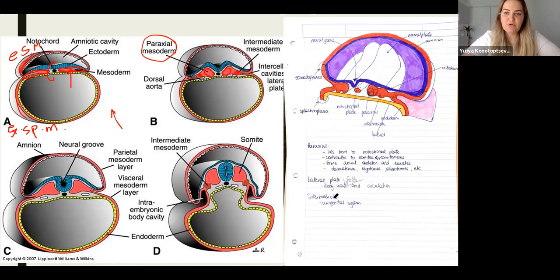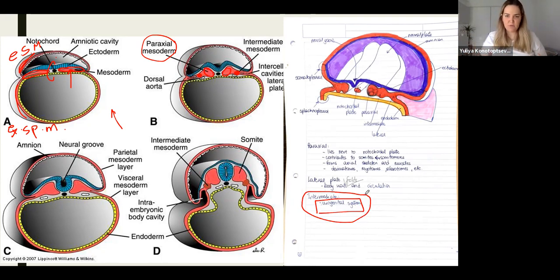Right next to the paraxial, this area right here, we're going to have intermediate mesoderm. Intermediate mesoderm creates the urogenital system. Your entire urinary system, except for the bladder, and genital system, doesn't matter female or male, will come from intermediate mesoderm. That's the only thing we say this semester. Intermediate mesoderm gives rise to the urogenital system. That's it. Next semester, we'll talk about how and what and where and so on.